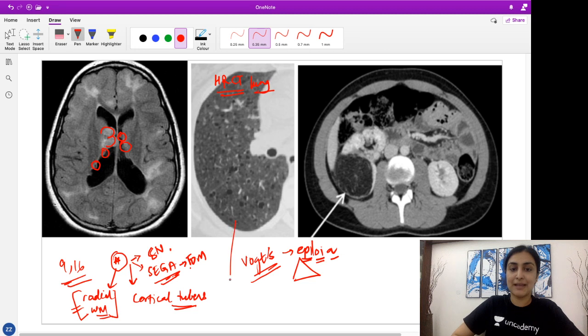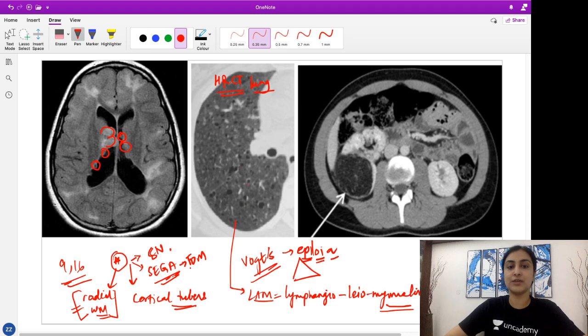which represent pathologically LAM, and LAM stands for lymphangioleiomyomatosis. Let me just write that for you. So it's again a hamartomatous growth, which is lymphangioleiomyomatosis. Alright, so again this is very typical of tuberous sclerosis, where you have multiple well-defined cystic lesions and the background lung remains normal. Alright, now what about this?